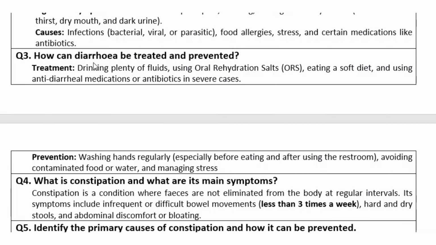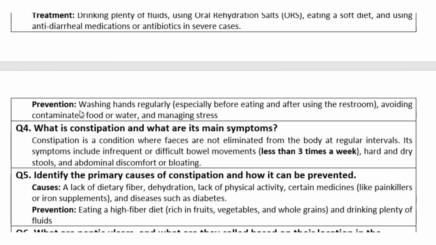Question number three, how can diarrhea be treated and prevented? Treatment: drinking plenty of fluids, using oral rehydration salts, ORS, eating a soft diet, and using antidiarrheal medications or antibiotics in severe cases. Prevention: washing hands regularly, especially before eating and after using the restroom, avoiding contaminated food or water, and managing stress.